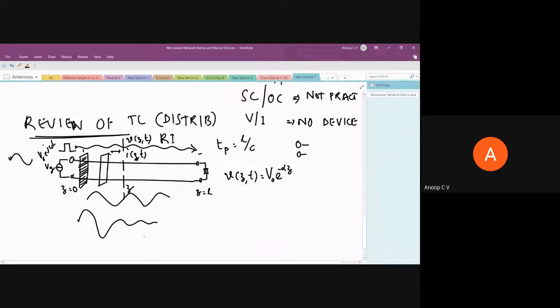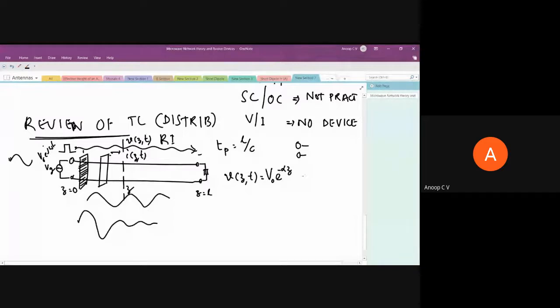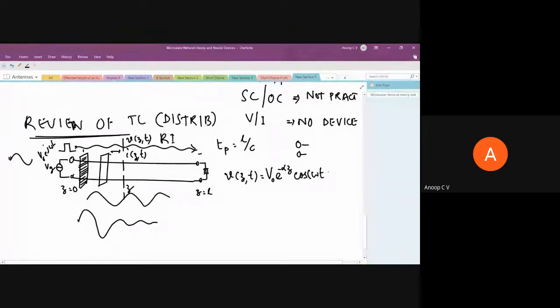And what happens, the phase also changes with respect to z and t, right? So I can write it as cos of omega t minus beta z. It is actually a forward propagating wave. Similarly, we have a reverse propagating wave also. That is what we have studied, right?